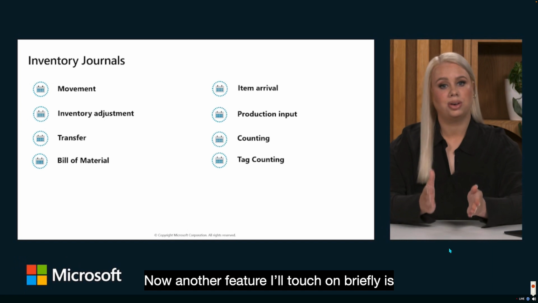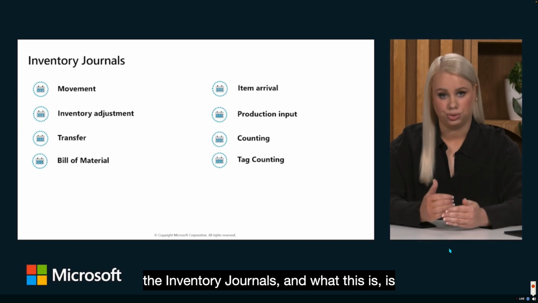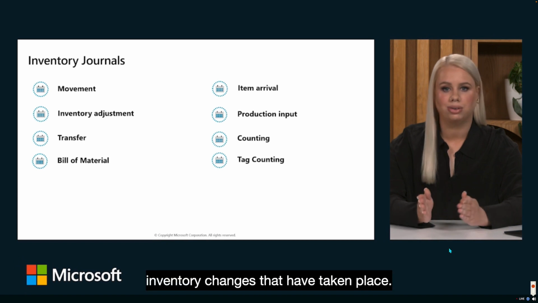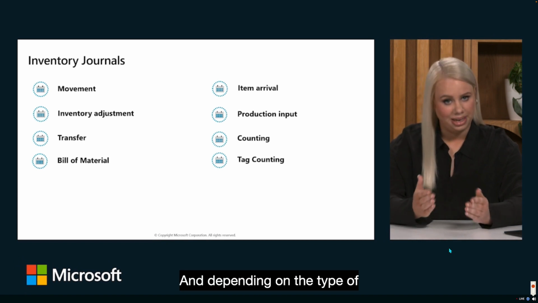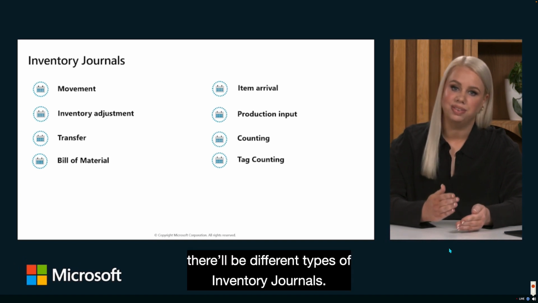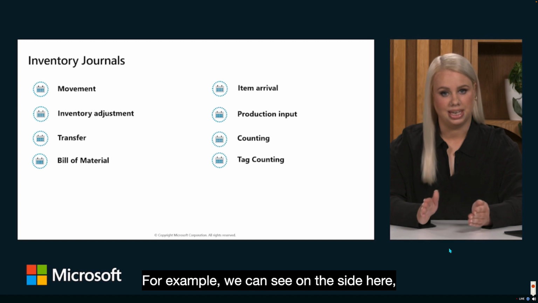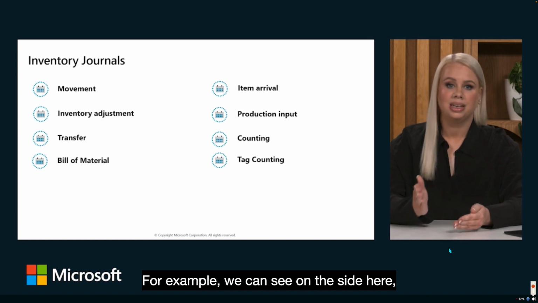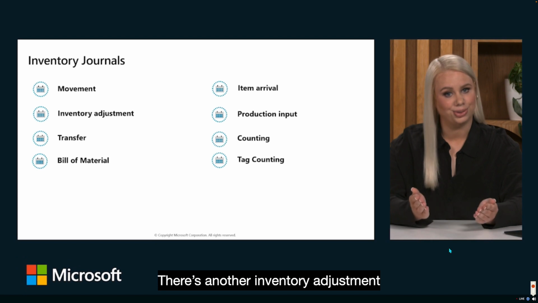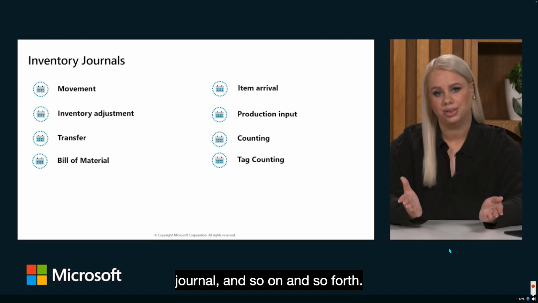Now, another feature I'll touch on briefly is the inventory journals. This is essentially a ledger or a record of all the inventory changes that have taken place. Depending on the type of transactions that are being tracked, there'll be different types of inventory journals. For example, we can see on the slide here, there is an inventory journal for movement, there is another inventory adjustment journal, and so on and so forth.